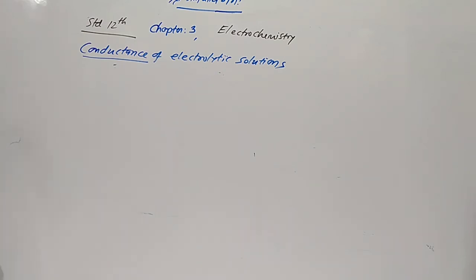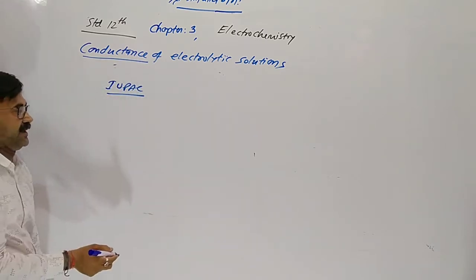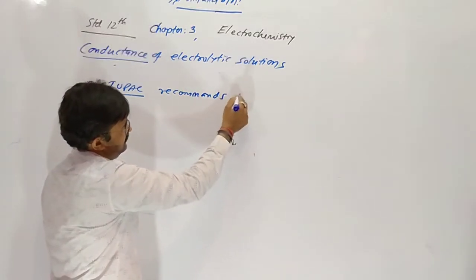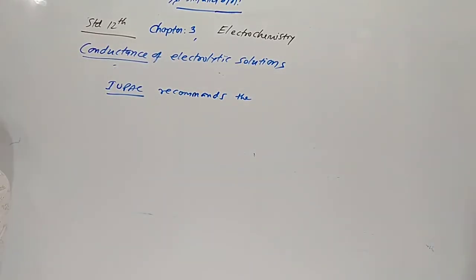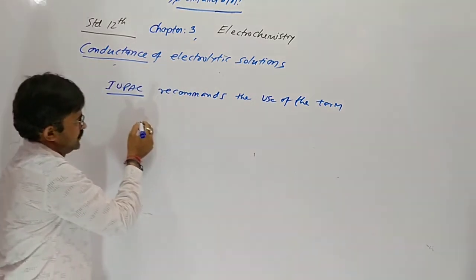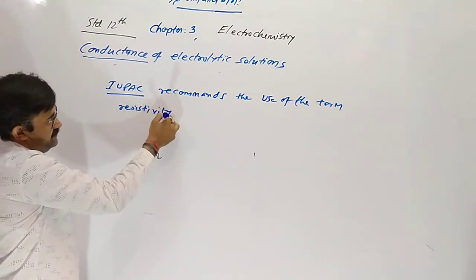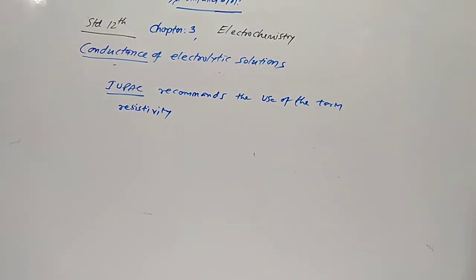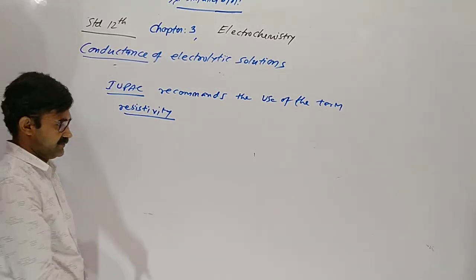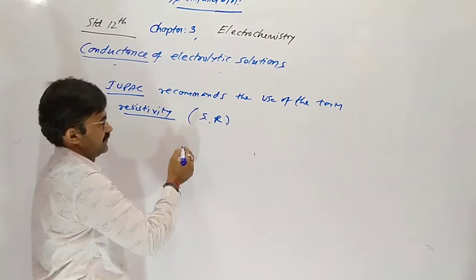Now, IUPAC, the International Union of Pure and Applied Chemistry, recommends the use of the term resistivity over specific resistance, and hence in the rest of the book we will use only the term resistivity for rho.